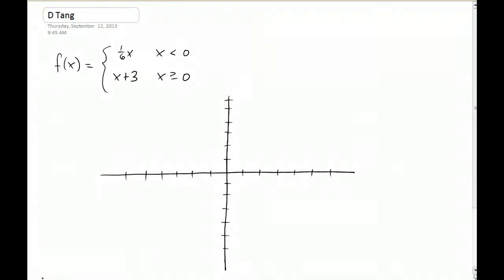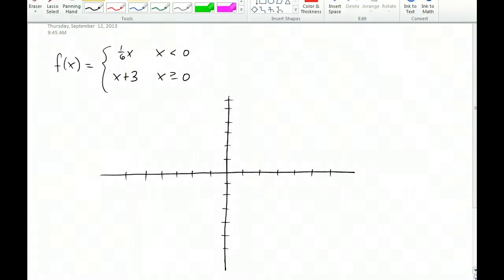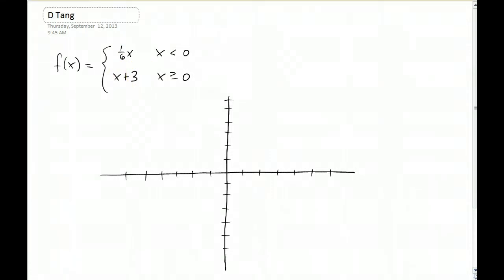Okay, Dara, you had a question about graphing a piecewise function. So what we want to do is graph this function f of x, and it's split up into two pieces, 1/6 x and x plus 3. What I usually do with these problems is I just graph both functions.